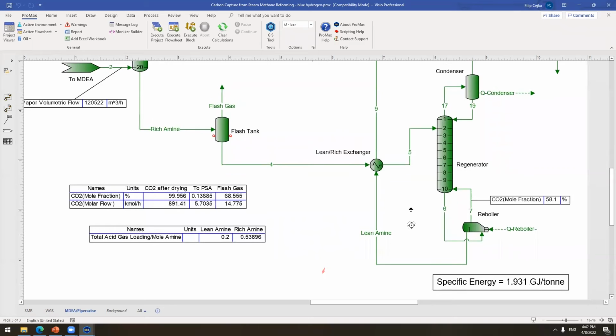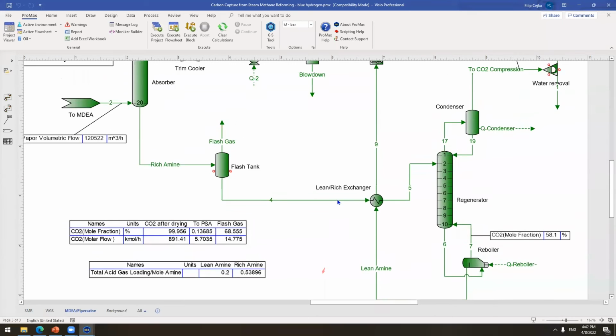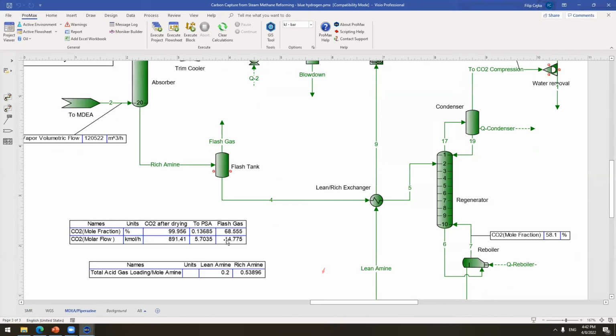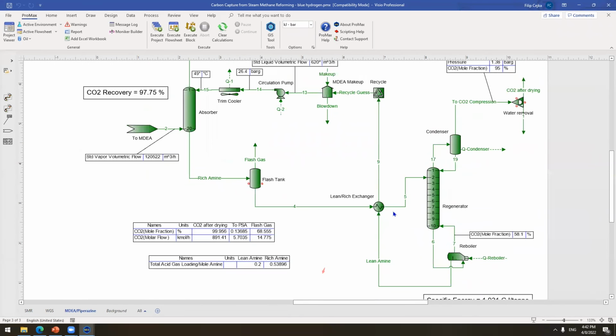Of course, the loading in the lean amine very much depends on how much energy I want to put in. It means I can have a leaner amine, and that means I can have more capacity for absorption in here. But since I'm already at CO2 recovery 97.75%, I can easily leave it like this and not be boiling more of the CO2. Now there are a lot of trade-offs in here.